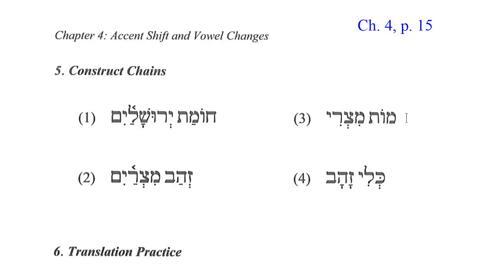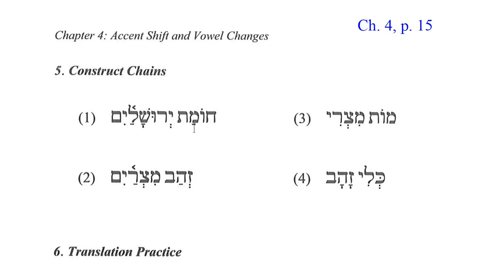we are looking at page 15 of the workbook, and it's in chapter 4. And we'll look first at these construct chains. So we want to begin with this first one here, which is Chomat Yerushalayim.